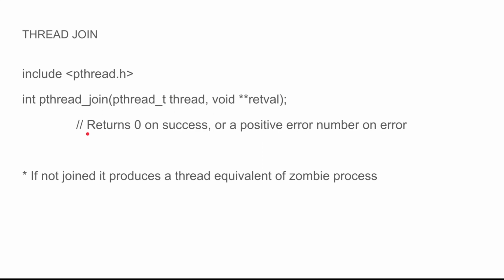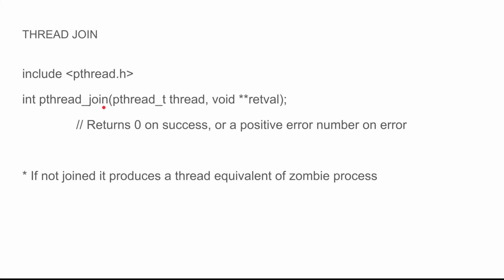The pthread_join API returns 0 on success and a positive error number on error. This is applicable for most of the pthread functions. They always return a positive error number in case of an error scenario, and 0 indicates a success.